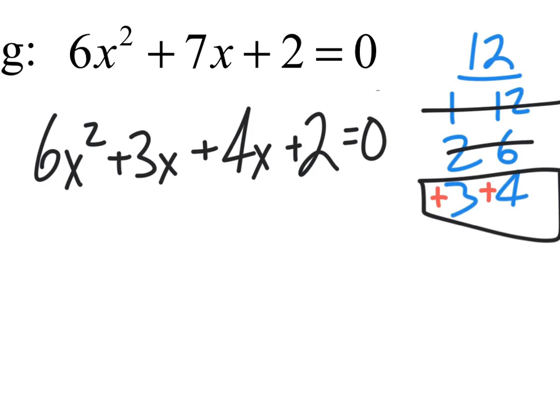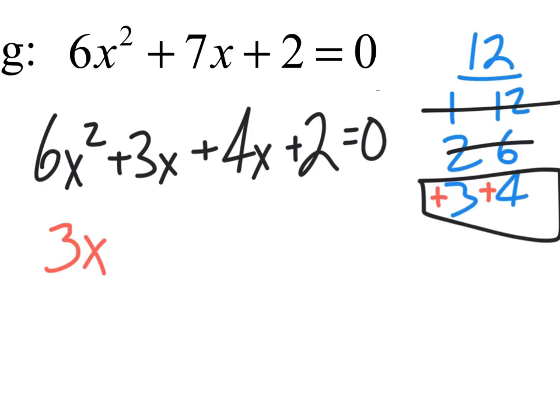So we're going to be grouping. How exactly do we approach this? Well, when we look at this, these first two terms, 6x squared and 3x, can we pull anything out of these? Is there anything that we can factor? Sure is. We are going to factor 3x from both. And what does that leave us with?